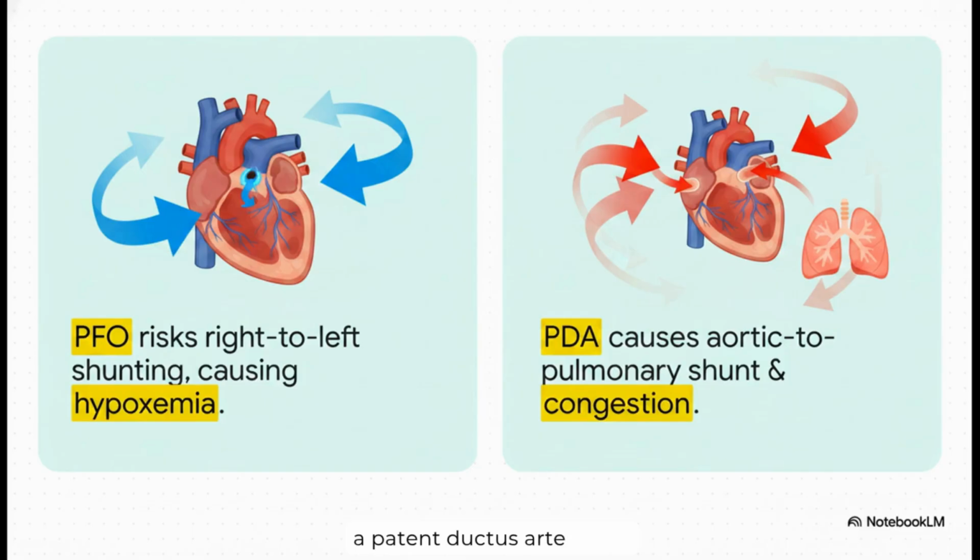Conversely, a patent ductus arteriosus, or PDA, once SVR rises, will cause oxygenated blood to shunt backward from the high-pressure aorta into the lower-pressure pulmonary artery. This left-to-right shunt literally floods the lungs, causing pulmonary congestion and vastly increasing the workload on the left heart, which can quickly lead to heart failure.